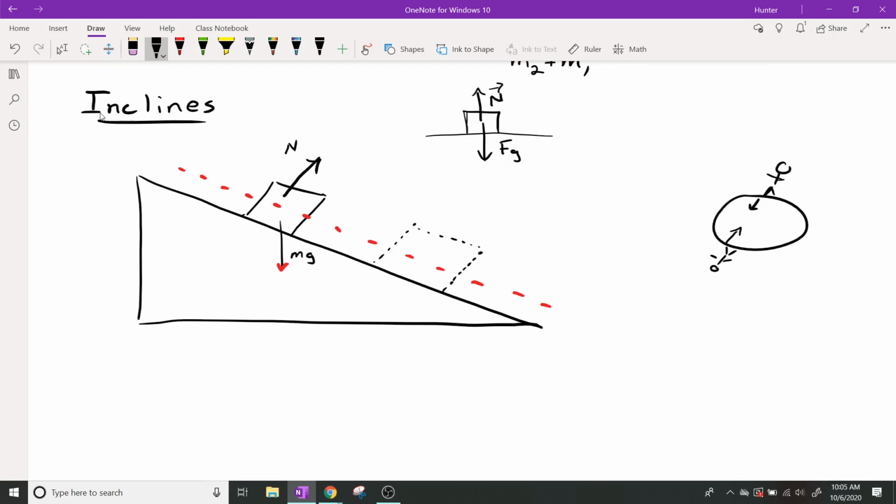It is, and we'll get into that later. That's a work problem, and that's for later.